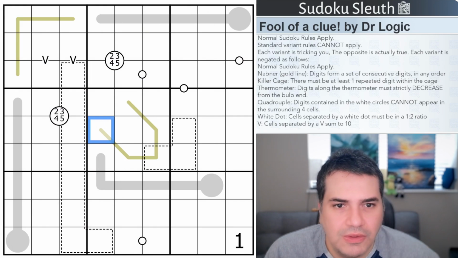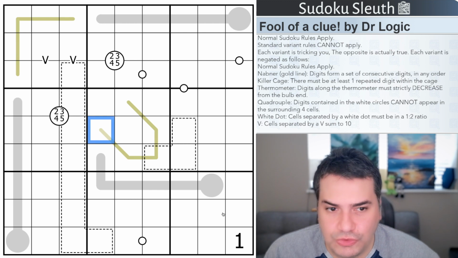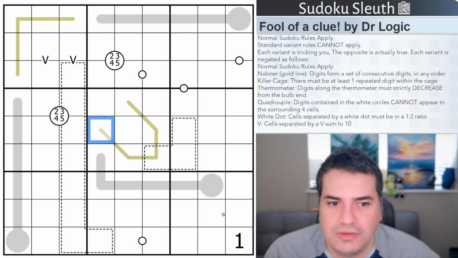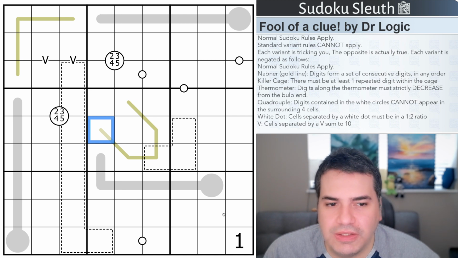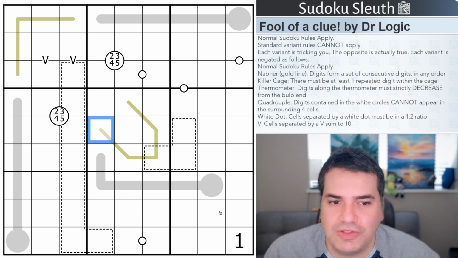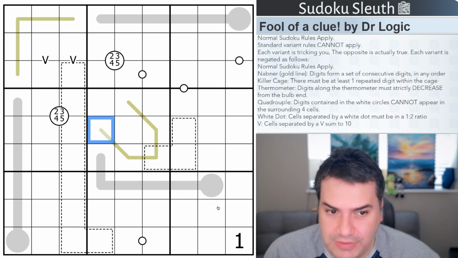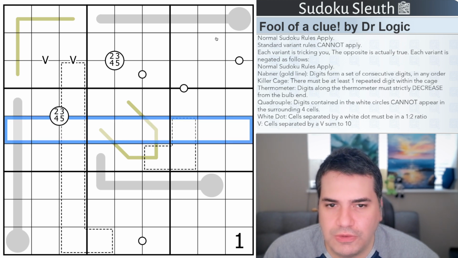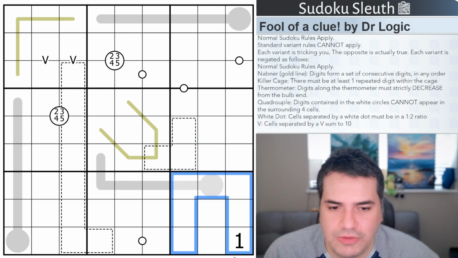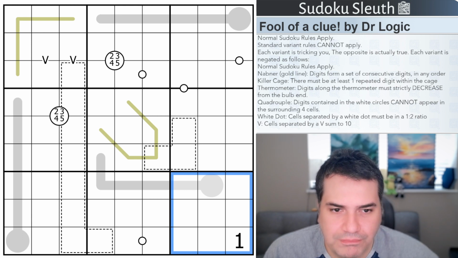Let's do that now. So, Fool of a Clue by Dr. Logic. Now, normal Sudoku rules apply, but standard variant rules cannot apply. So, each variant is tricking you. The opposite is actually true. Each variant is negated as follows. Thankfully, the normal Sudoku rules still apply, so that means place the digits 1 to 9 once each, in every row, in every column, and in every 3x3 box. I'll be honest, I really struggle with puzzles that don't feature normal Sudoku rules.